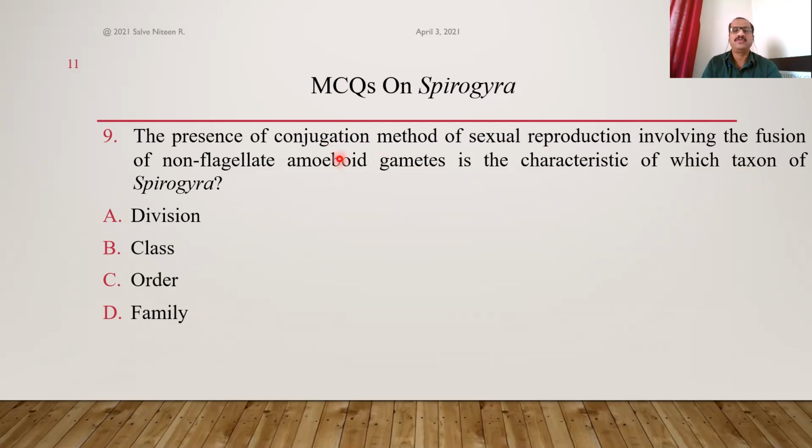So we know that conjugation method of sexual reproduction and absence of any motile stage or motile cells in the life cycle, whether it is asexually reproductive cells called zoospores, or sexually reproductive cells called gametes, both are non-motile. So absence of zoospores and conjugation method of sexual reproduction, these two are important characteristic features of the order of Spirogyra, and that is called Conjugales or Zygnematales. So here the answer is option C. That is the correct option.